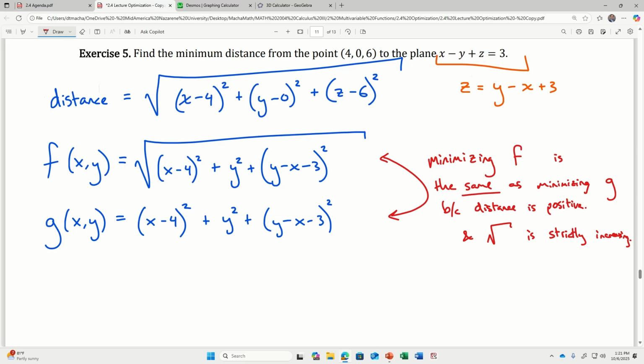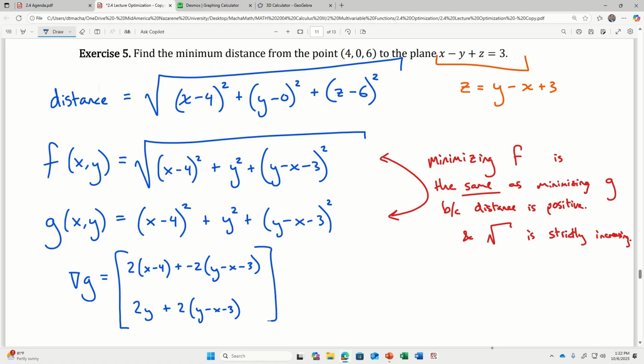All right, so now let's do that. I want to take the gradient of g, which is going to be the partial with respect to x, which is 2 times (x minus 4) plus negative 2 times (y minus x minus 3). And then the partial with respect to y, which is 2y plus 2 times (y minus x minus 3). And set that equal to 0.